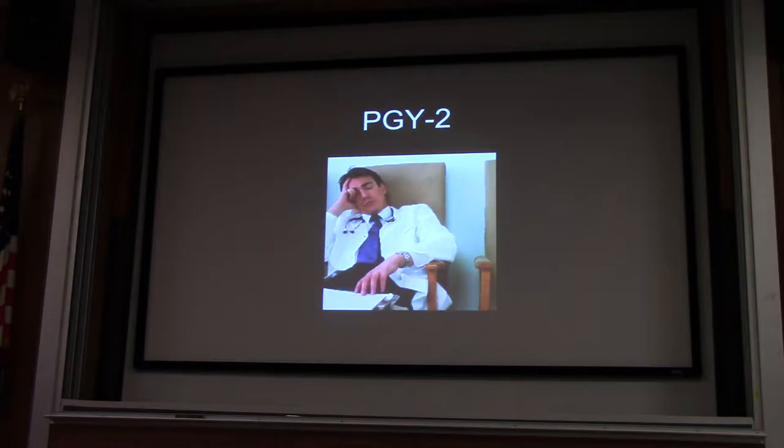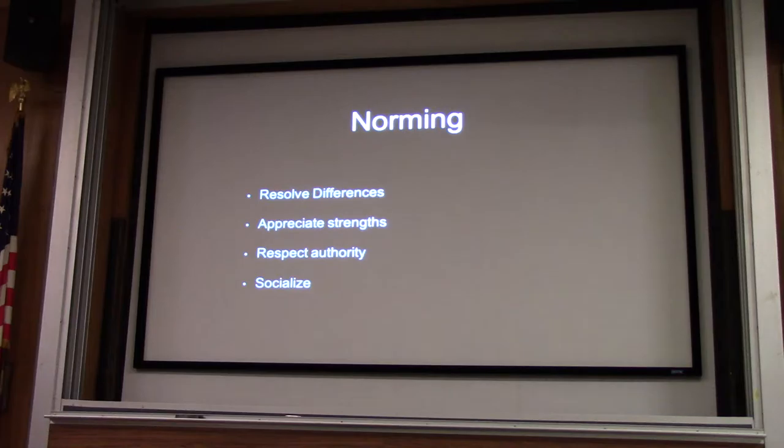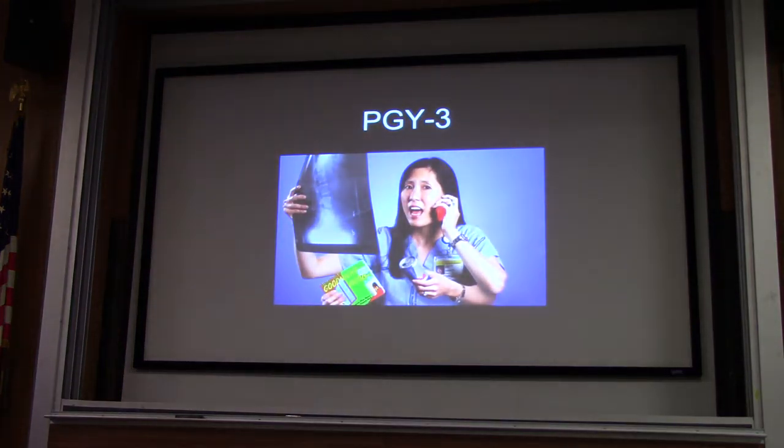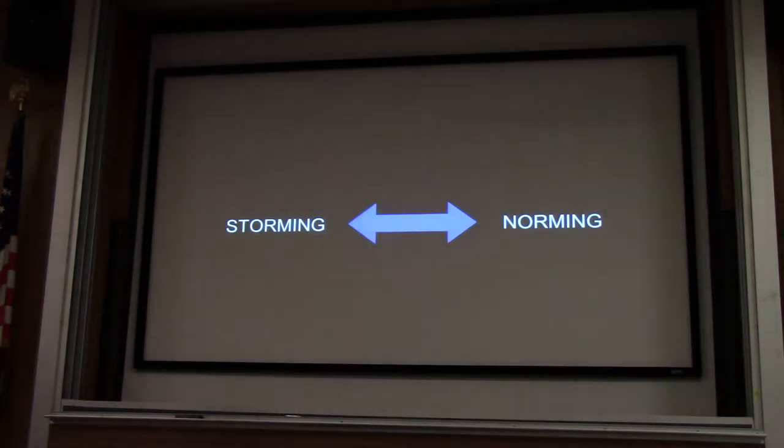I feel like this is probably PGY2, maybe PGY3 for EM/IMs. This is a tough year. You start getting more efficient, but you start hitting a wall, having nursing colleagues who aren't helping you out, and you feel like you can get further, but you're not able to. And a lot of times in PGY2 year, you start feeling like you're failing in wellness, in terms of your motivation and moving forward.